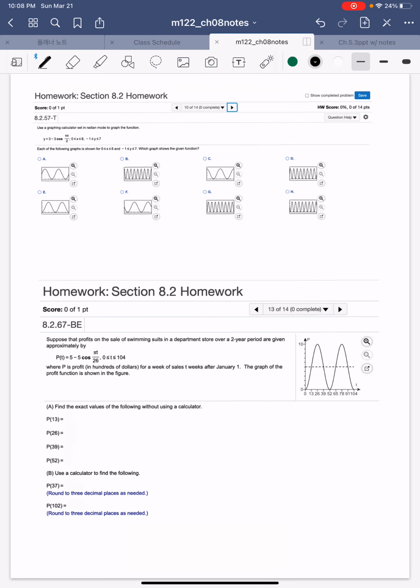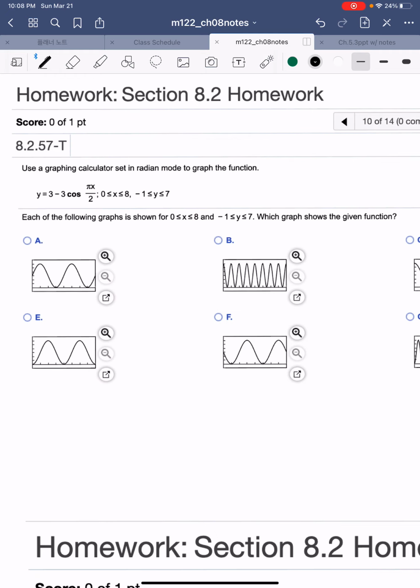The last two come from the homework problem. They want you to use a graphing calculator and graph the function. Okay, so let's see how to use a graphing calculator to graph the function. So zooming in, this whole thing looks very complicated, but this one is my entire function. They give a domain and range. The domain is from 0 to 8, that's your x value, and then the y value is -1 to 7.